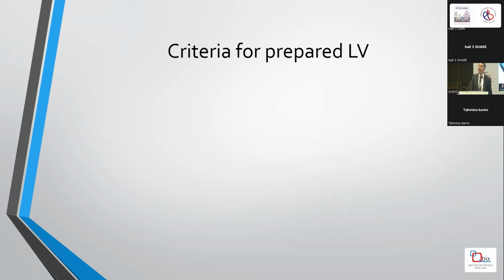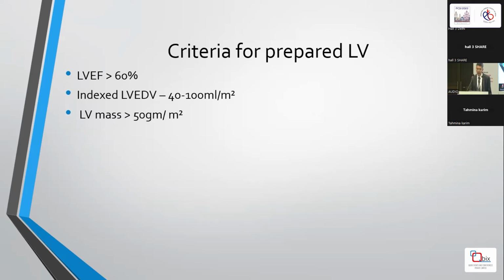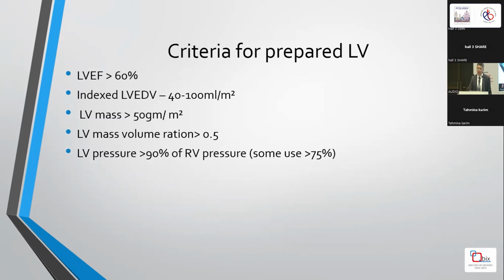PA band is usually done under TE or echo guidance. And what are the criteria when you say that the patient is ready for double switch? LVEF should be more than 60%, and indexed LV volume should be about 40 to 100. That's a huge range, but 40 to 100 ml per meter square. LV mass more than 50 grams per meter square; some people have advocated 75. LV mass-volume ratio of more than 0.5. LV pressures at least 90% of the RV, but some use about 75.